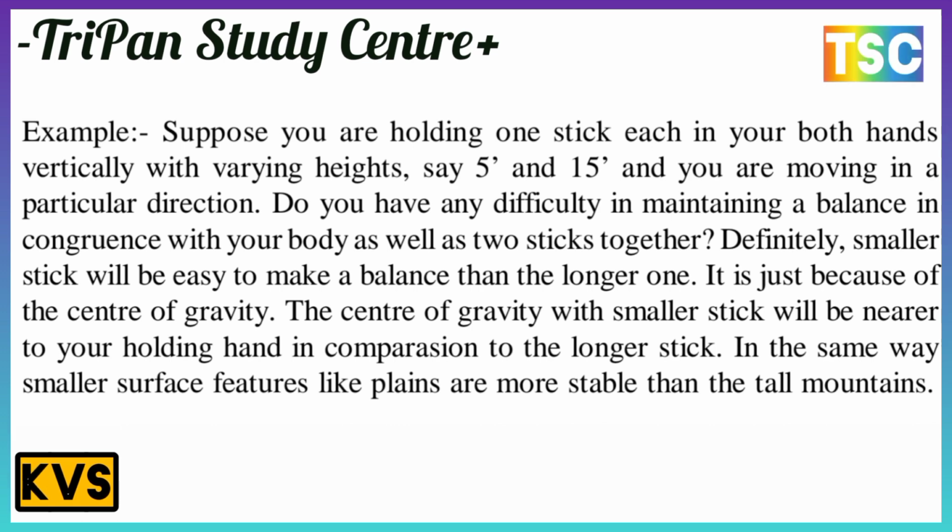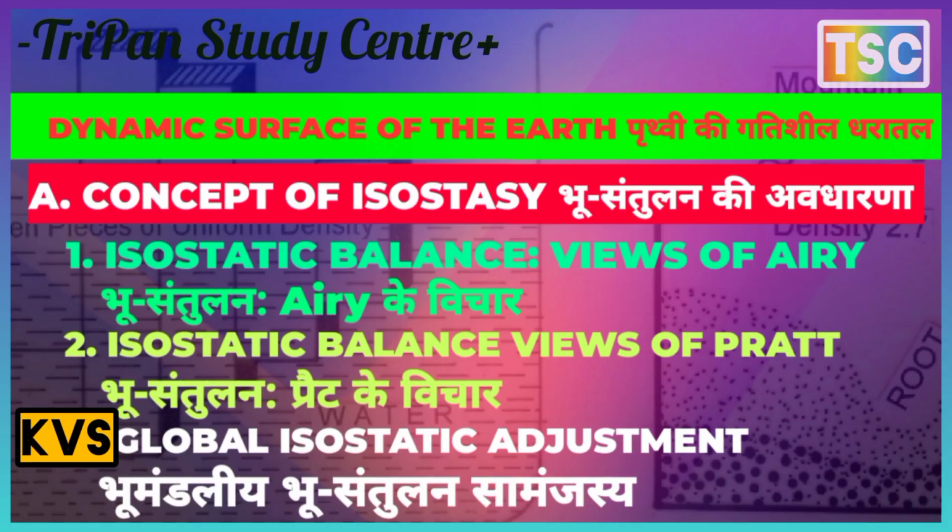It is just because of their center of gravity. The center of gravity of the smaller stick will be nearer to your holding hand compared to the longer stick. In the same way, smaller surface features like a plain are more stable than a tall mountain. The first topic here is the isostatic balance, a view of the air.